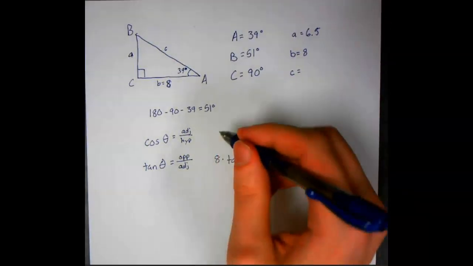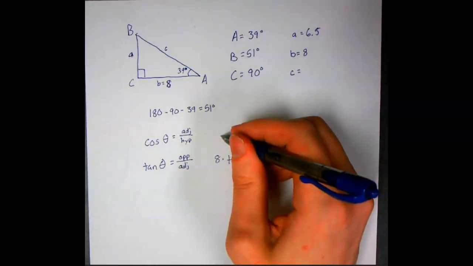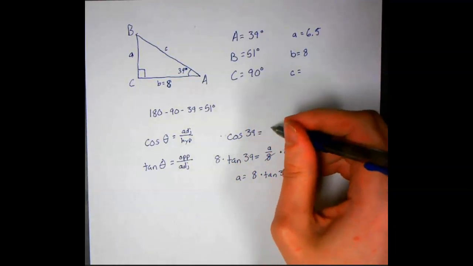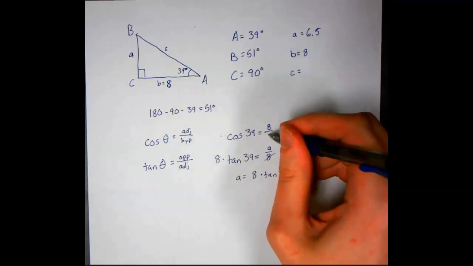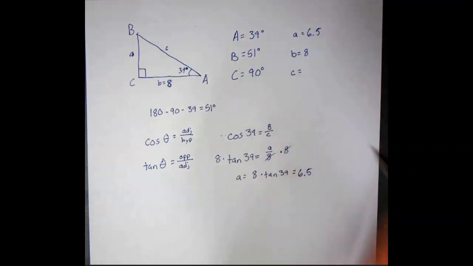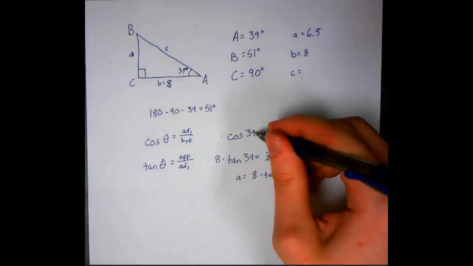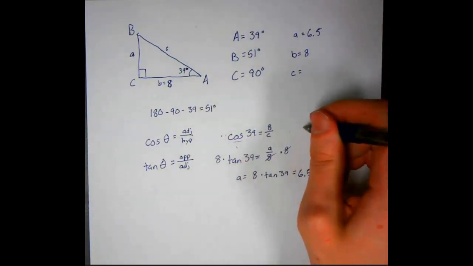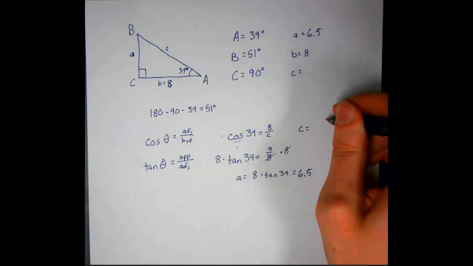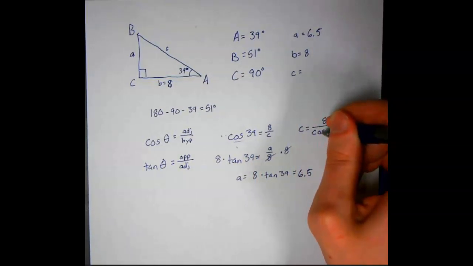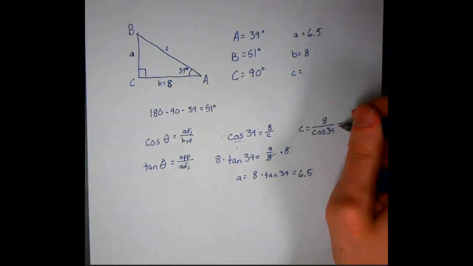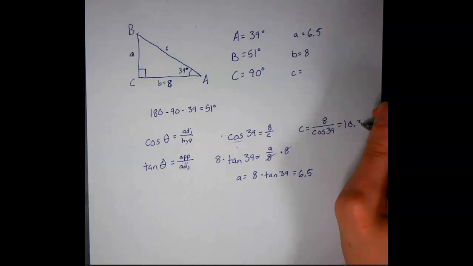Now we need to solve for C. So we'll use that cosine. Again, we can plug in the values that we have. So we'll have cosine of 39 equals 8 over C. So we want to get C by itself. We can use cross multiplication if we want to, but we'll end up with C equals 8 over the cosine of 39. Go ahead and plug that into your calculator, and that will equal 10.3.